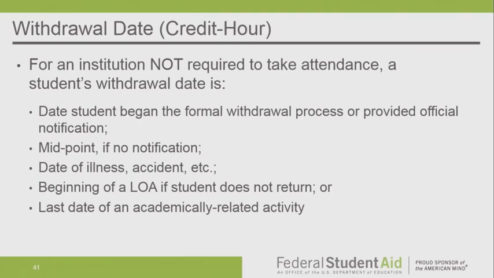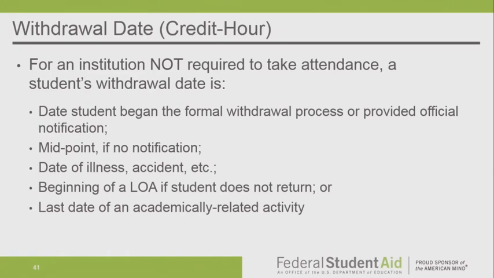Now, we know the clock hour schools have attendance records, so it's pretty straightforward if you're a clock hour school. But if you're a credit hour school and you're not required to take attendance, it could be a little bit more difficult, as I said a while ago. So for an institution that's not required to take attendance, the withdrawal date is the date that the student officially withdrew or provided official notification. If the student did not provide an official withdrawal notification, it could be the midpoint. If you don't have any documentation at all as to when the student last attended class, all you know is that the student walked away from class and there's no record of when, the midpoint is what you can use.